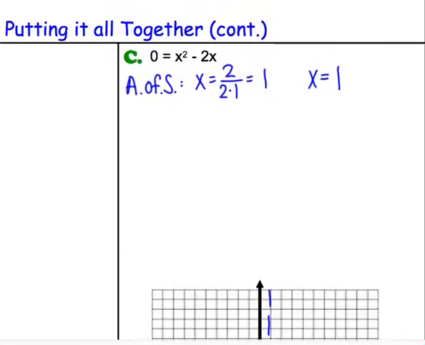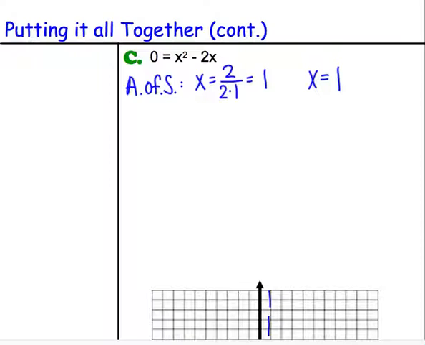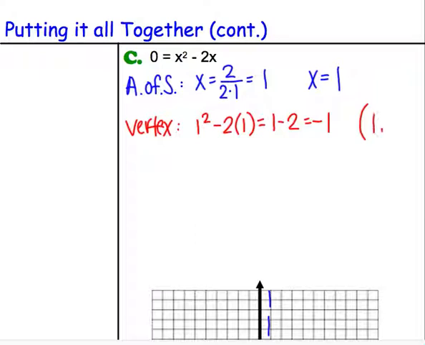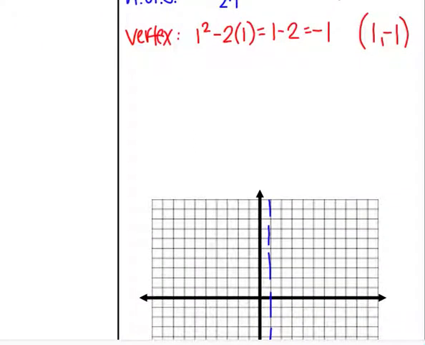Then I'm going to go ahead and put that in to get my vertex. When I put that in, I get 1 squared minus 2 times 1, which is 1 minus 2, which is negative 1, which means my vertex is at 1, negative 1. So I'll go ahead and plot that, 1, negative 1.